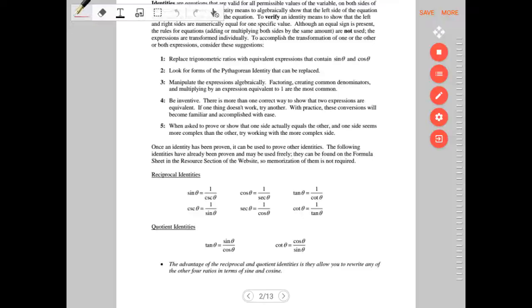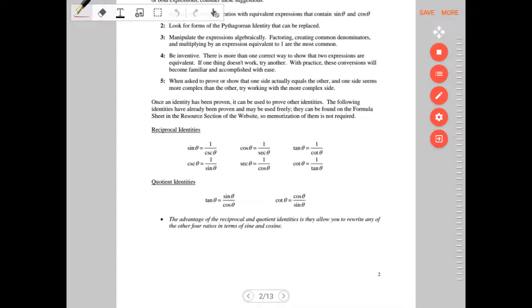Once an identity has been proven, it can be used to prove other identities. The following identities have already been proven and may be used freely. They can be found in the formula sheet in the resource section of the website, so memorization of them is not required. You should, however, be able to recognize them when you see them, so it is good to know what they are. Okay, we'll start with the reciprocal identities.